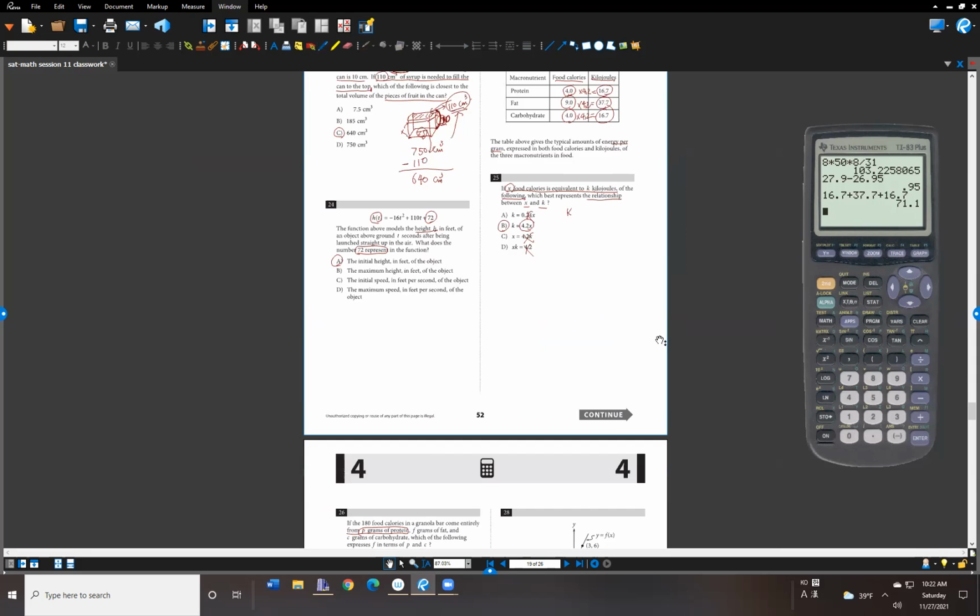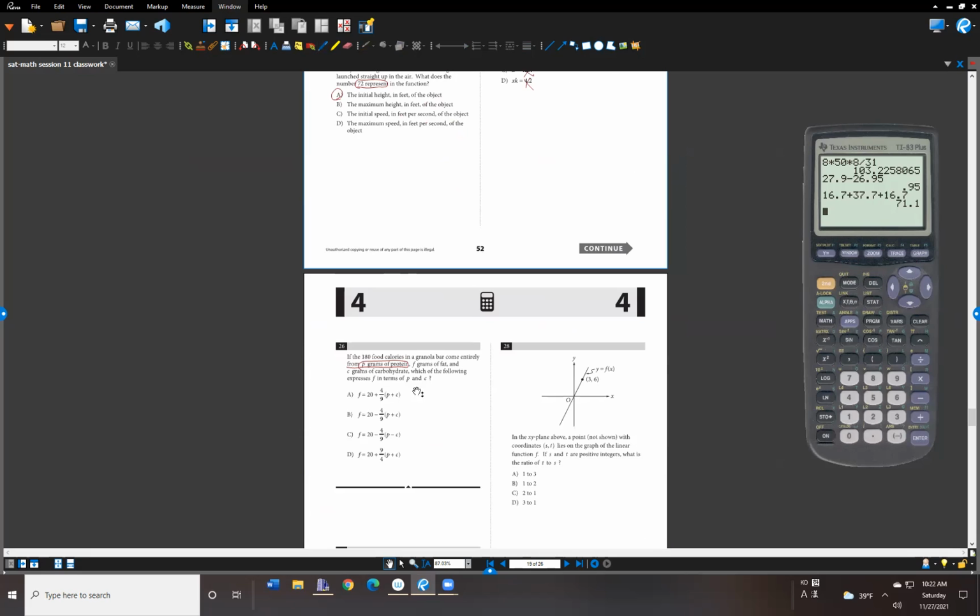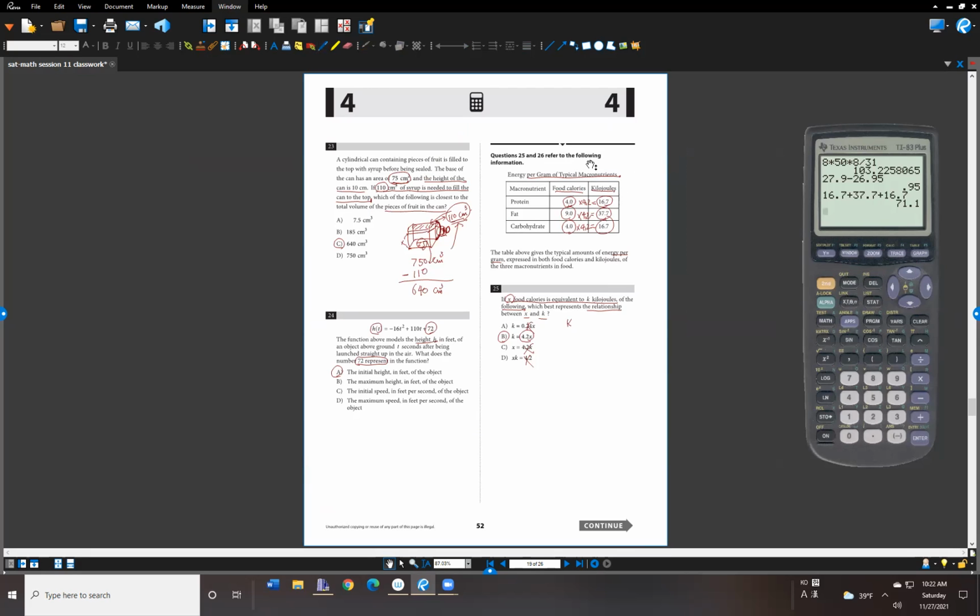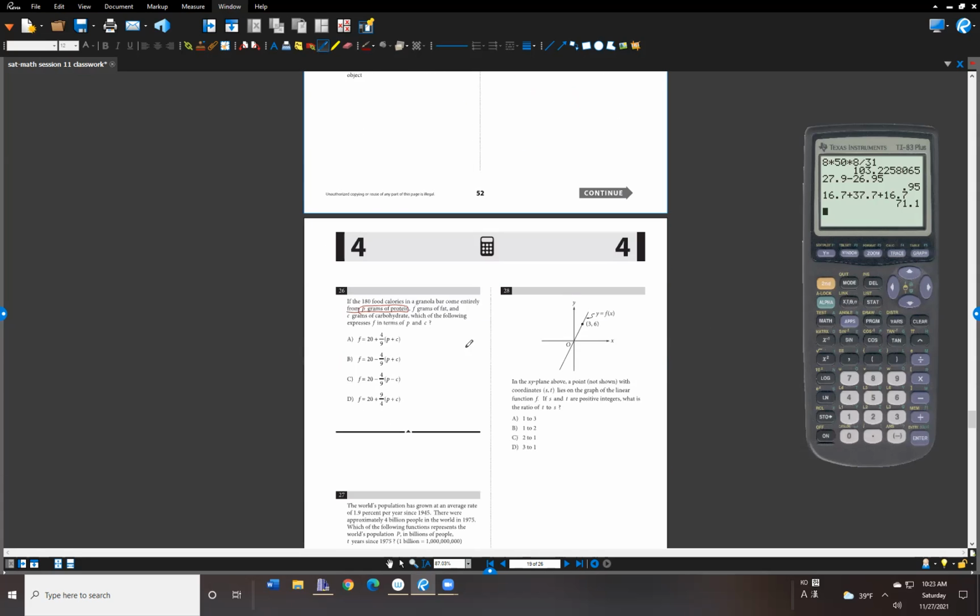P grams protein, F grams fat, and C grams carbohydrate over here. This is P grams, P grams coming here, F grams over here, and the C grams over here. The question: which of the following expresses F in terms of P and C?